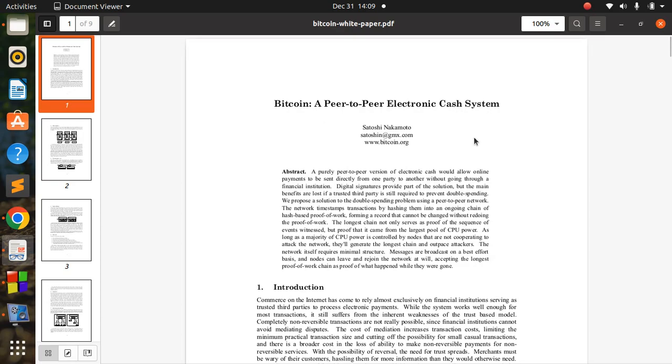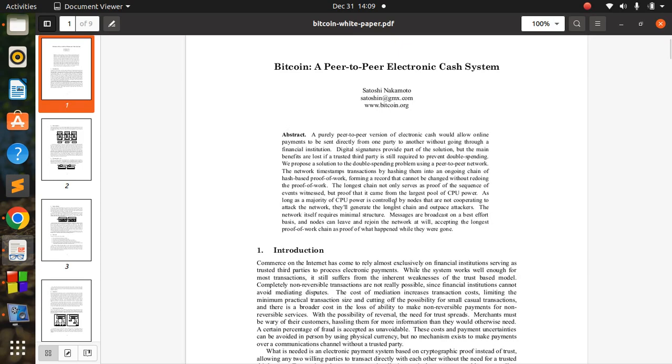Okay, now the abstract provides us an overview of the entire document we are working with. So, abstract: a purely peer-to-peer version of electronic cash. Remember I told you that Bitcoin is money that is digital. So it's telling us that it's a peer-to-peer version of electronic cash. What does peer-to-peer mean? It means it's being sent from one individual to the other. Okay, so a peer-to-peer version of electronic cash would allow online payments to be sent directly.